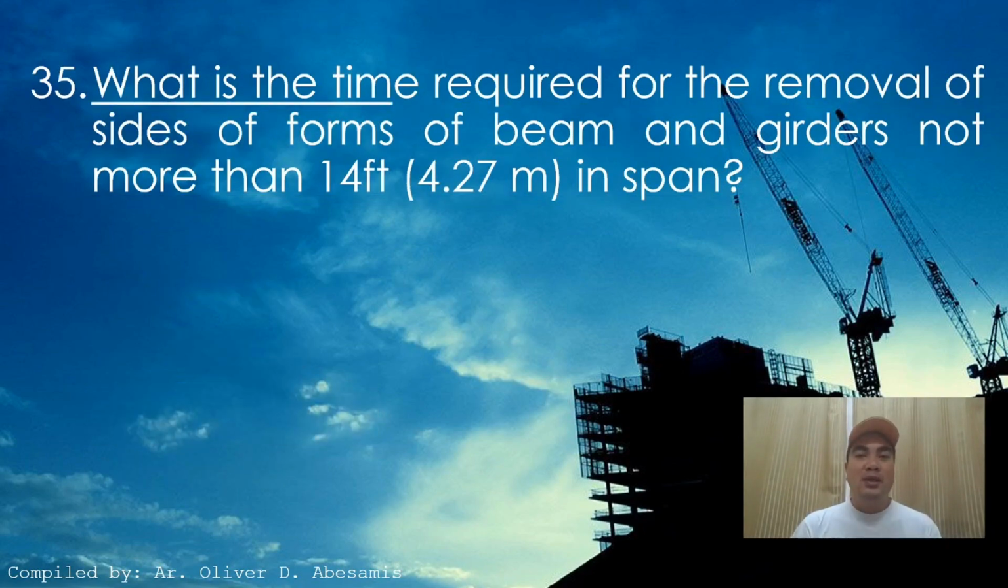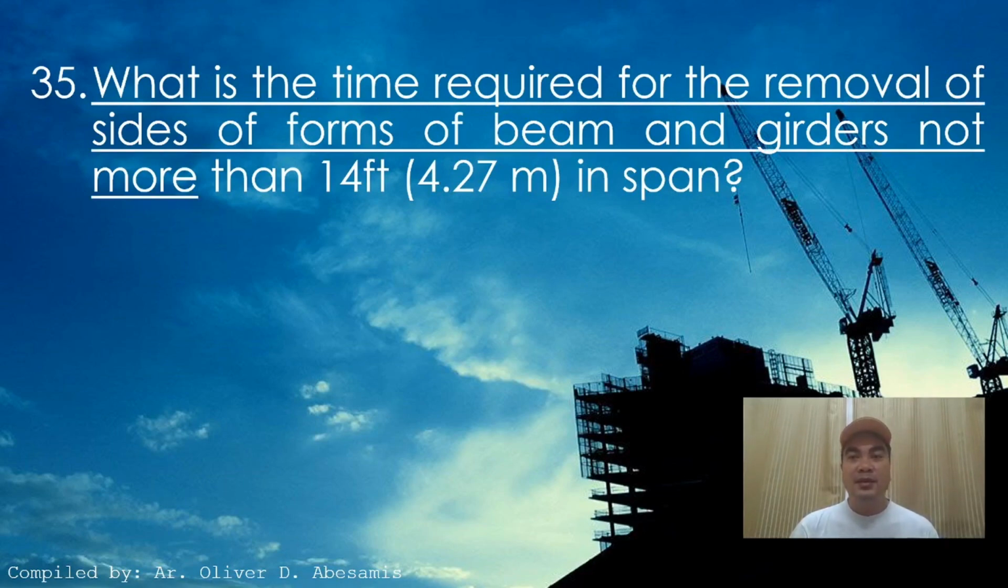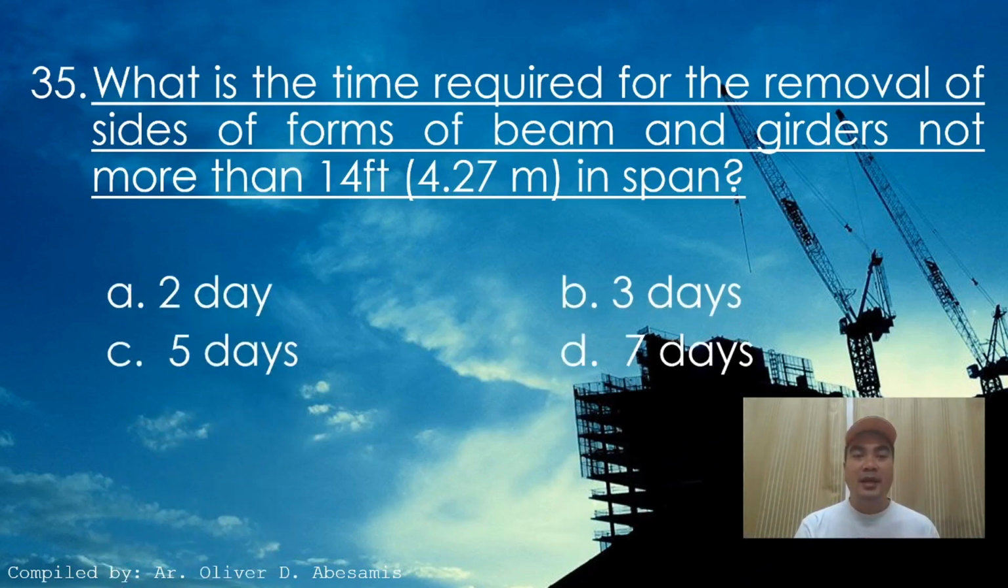35. What is the time required for the removal of side of forms of beam and girders not more than 14 feet or 4.27 meter in span? A. 2 days. B. 3 days. C. 5 days. D. 7 days. Answer? B. 3 days.